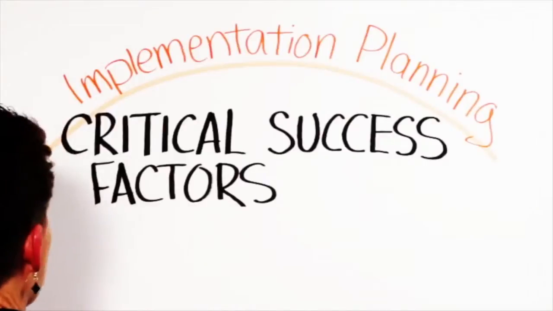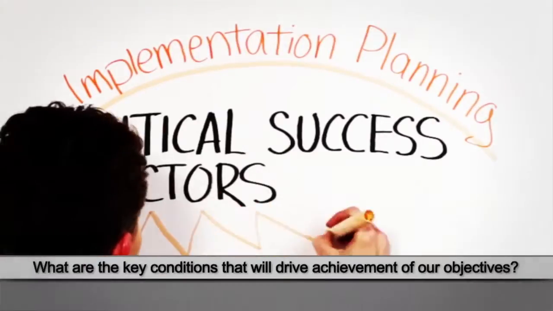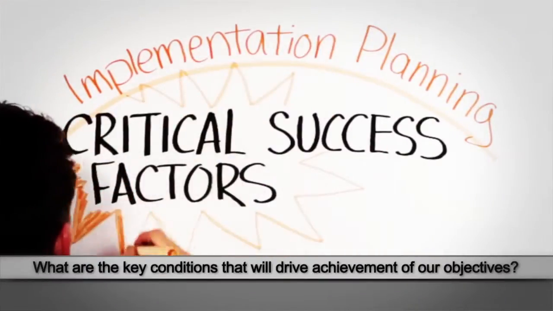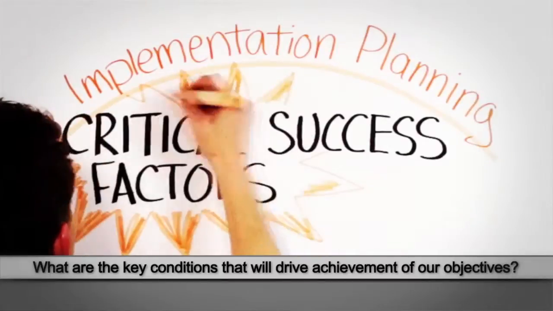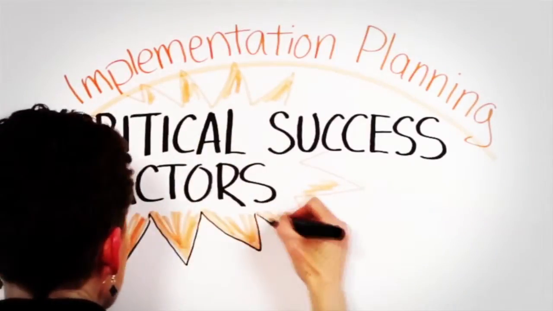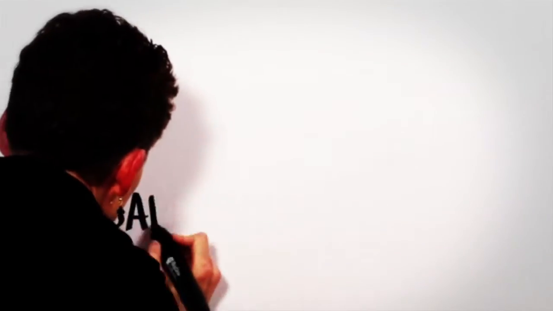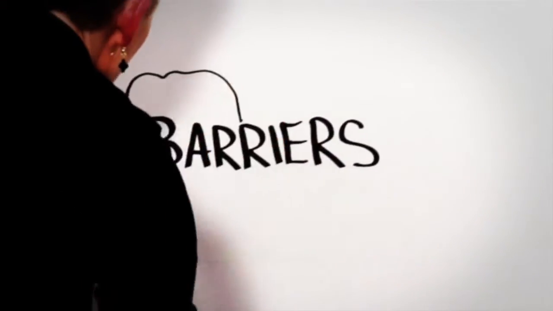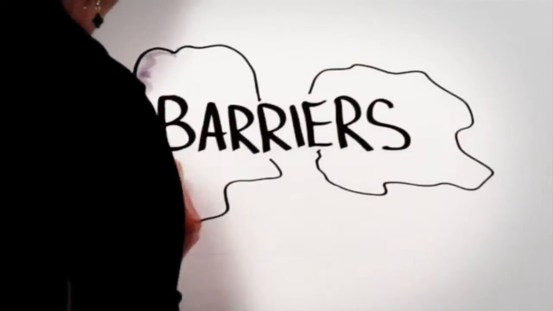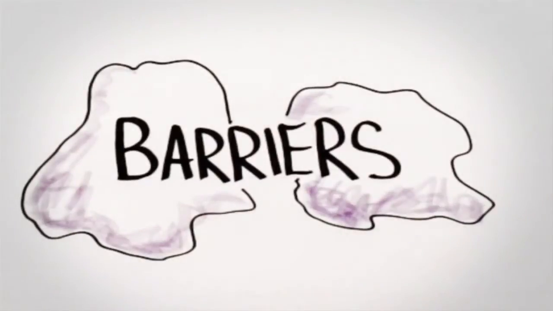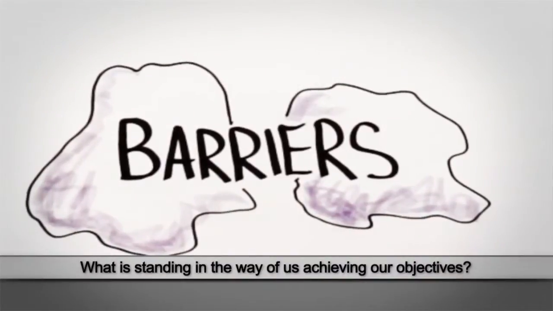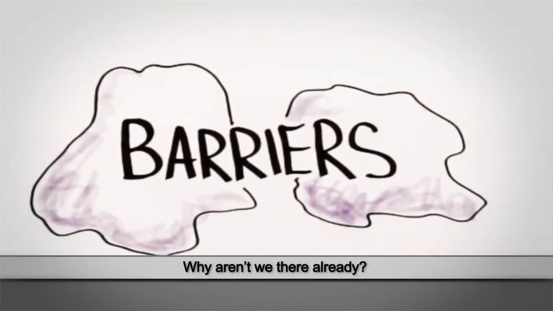Critical success factors answer the question, what are the key conditions that if we create them, will drive achievement of our objectives? While critical success factors identify critical conditions for success, barriers are existing or potential challenges that hinder the achievement of one or more objectives. To identify your barriers, you ask the question, what is standing in the way of us achieving our objectives? Why aren't we there already?